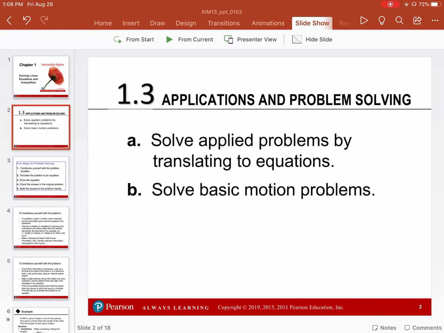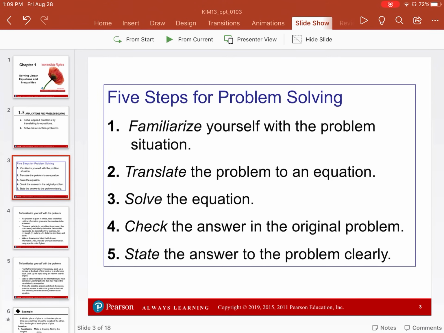Hi, let's continue with section 1.3, applications and problem solving. A, solve applied problems by translating to equations, and B, solve basic motion problems.